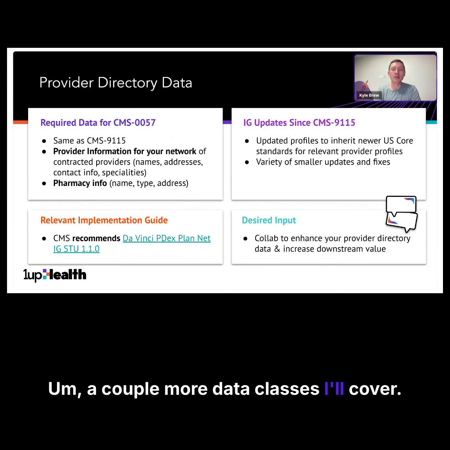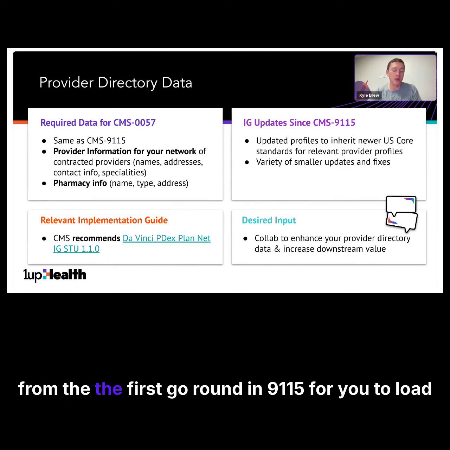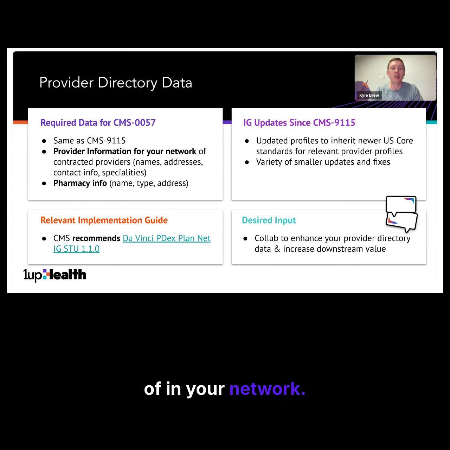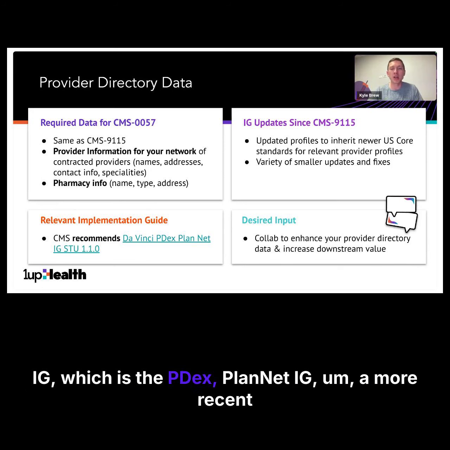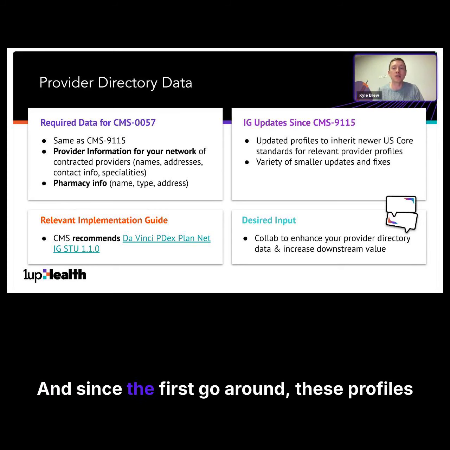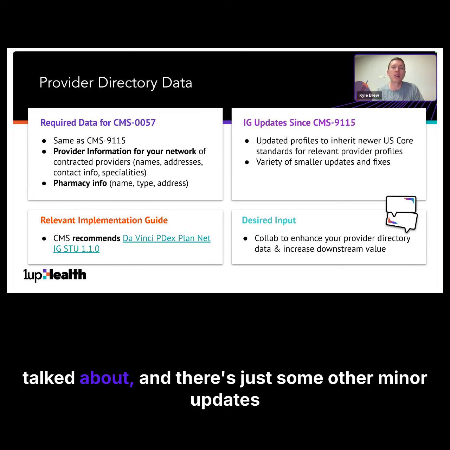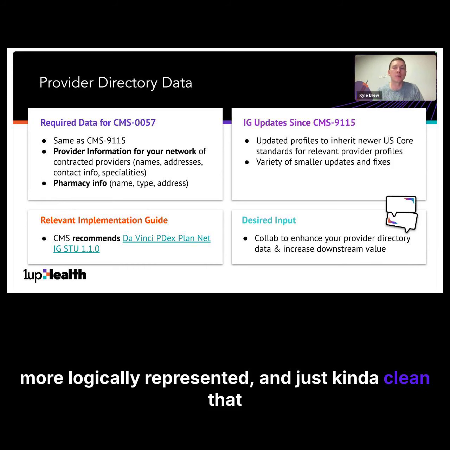A couple more data classes I'll cover. Provider directory is another continuation from the first go-around in 9115, for you to load your in-network provider info: names, types, and addresses of the pharmacies in your network. Here, there's again a recommendation for an IG, the PDEX Plan-Net IG, a more recent version than last time. Since the first go-round, these profiles inherit some of those US Core standards I just talked about. There are also some minor updates and fixes to make provider directory more consumable, more logically represented, and cleaner.